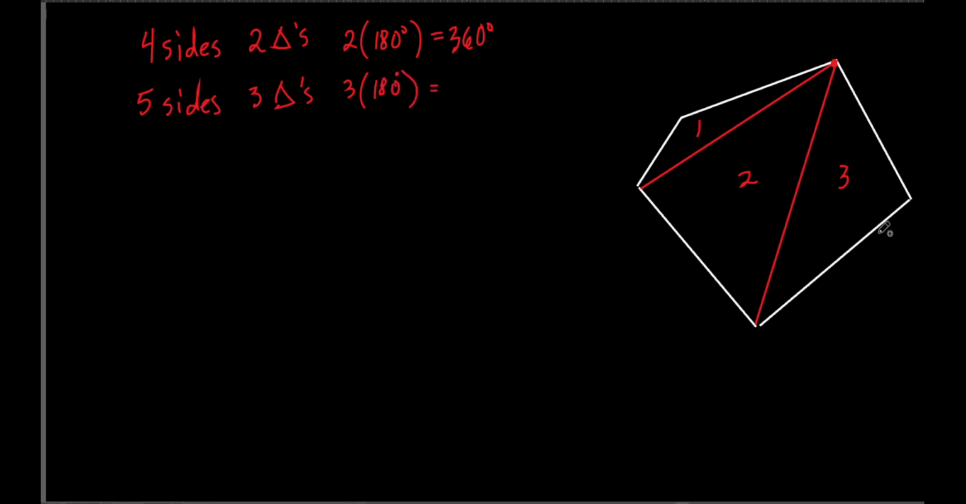Because I got 3 triangles, right? Each triangle is 180 degrees. I got 3 of them. And then so 3 times 180, I should know that. What is it? 540?